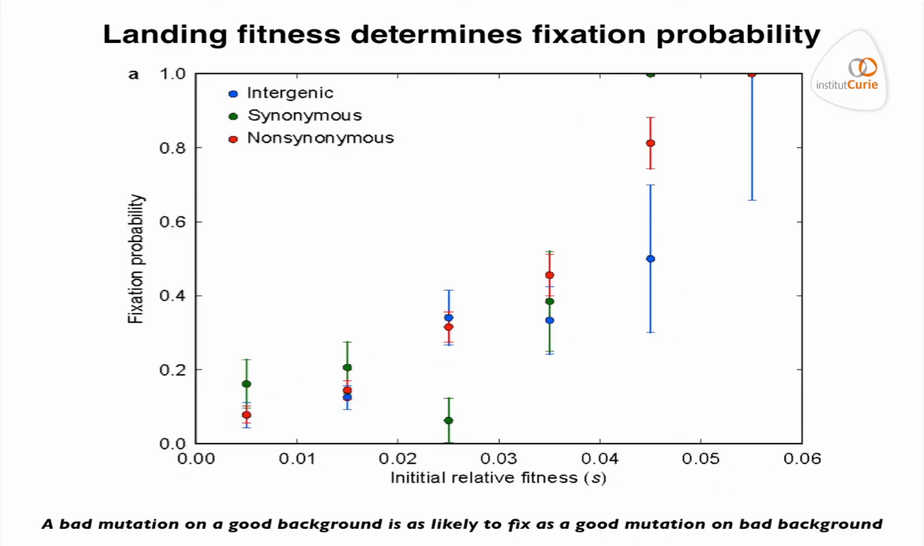So here is that landing fitness, as measured in the way that I told you about, from these experiments, and the fixation probability. And you see the further ahead that you land, the more likely you are to succeed. But given that you land at a given place, it doesn't matter. The mutations that are intergenic or synonymous or non-synonymous all have about the same probability of fixation. In other words, a bad mutation on a good background is as likely to fix as a good mutation on a bad genetic background. Same, as I was just saying.